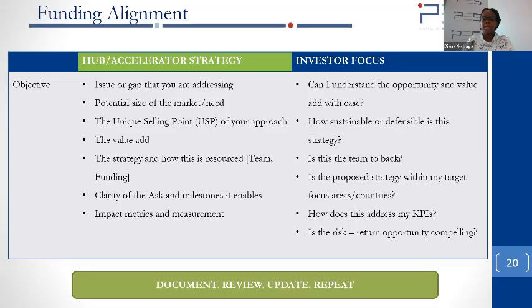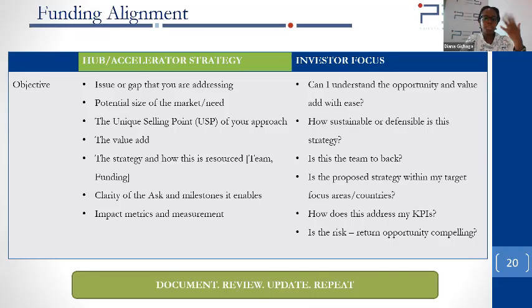So in quick summary, what was the point of all these internal discussions that we have? And this is the last slide. It was for you to be able to align your hub and accelerator strategy with the investor focus. Your strategy will be clear about what am I addressing, how my approach is unique, and it will be clear about how you add value. And then it will also be clear about how I'm able to execute this strategy in terms of the funding need I have and the team capacity to be able to deliver this in the immediate term, maybe not in the long term.